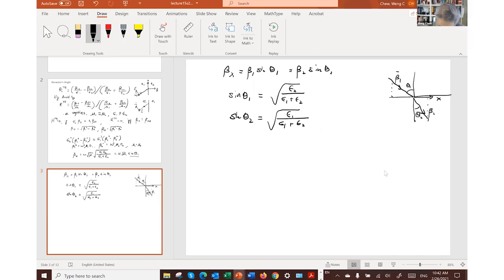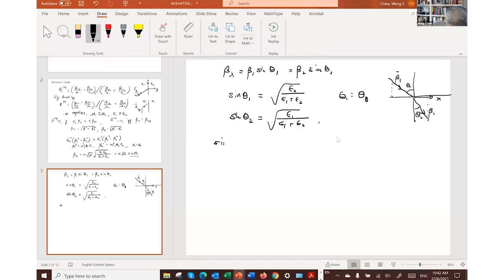This happens at the Brewster angle, when the reflection coefficient goes to 0. That is what we did. We set the reflection coefficient to be 0 to get this equation, and finally arrive at the fact that at the angle at which the reflection coefficient is 0, sine theta 1 and sine theta 2 have to be as such. And this makes it even more interesting because you can square the two equations.